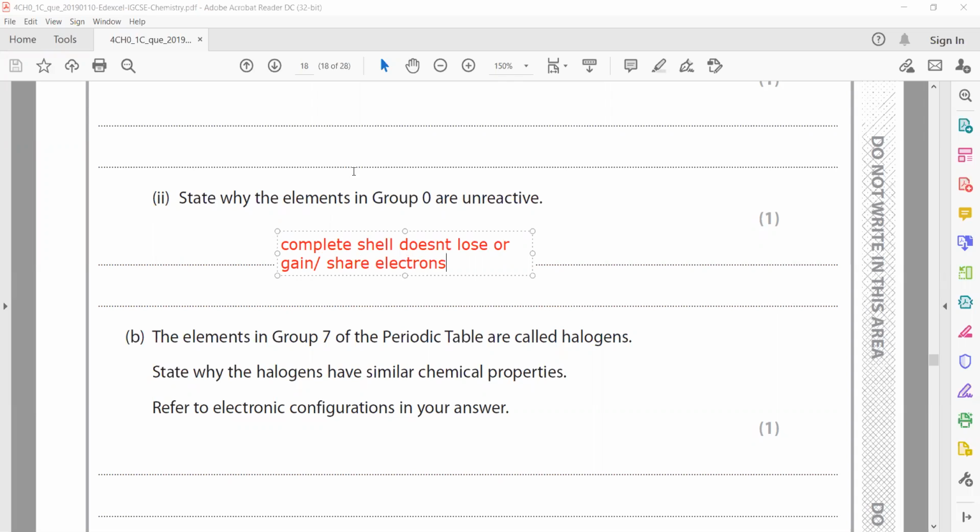The elements in group 7 of the periodic table are called halogens. State why the halogens have similar chemical properties, referring to their electronic configuration. They all have the same number of electrons in the outermost shell, all have 7 electrons in the outermost shell, so they tend to gain 1 electron.